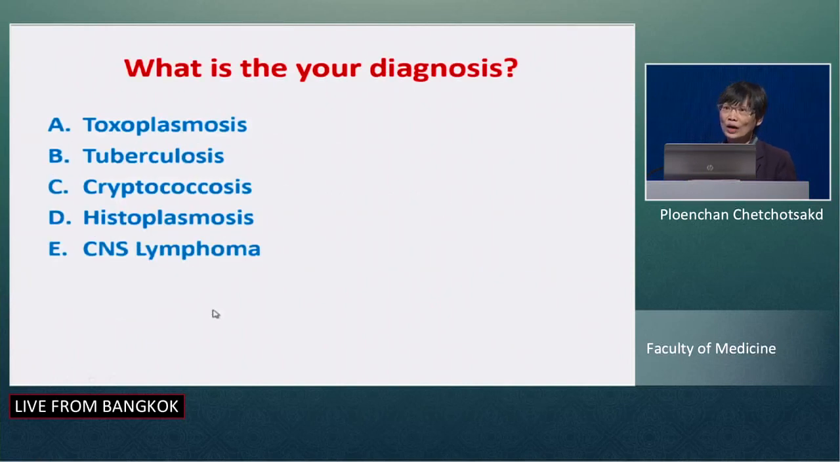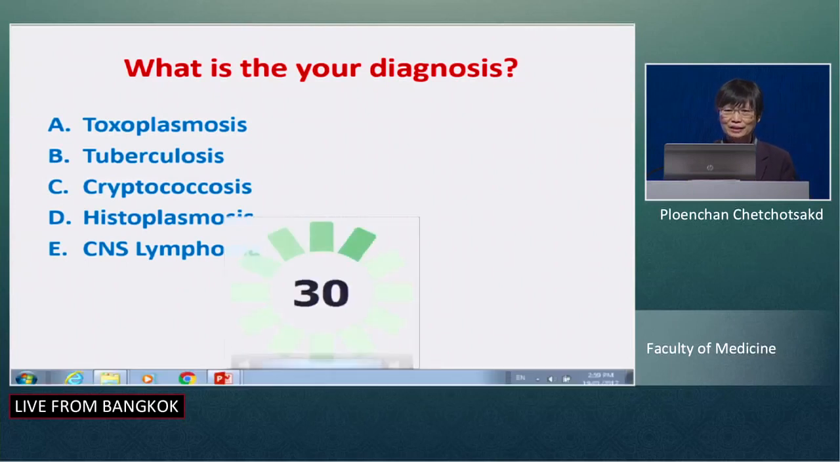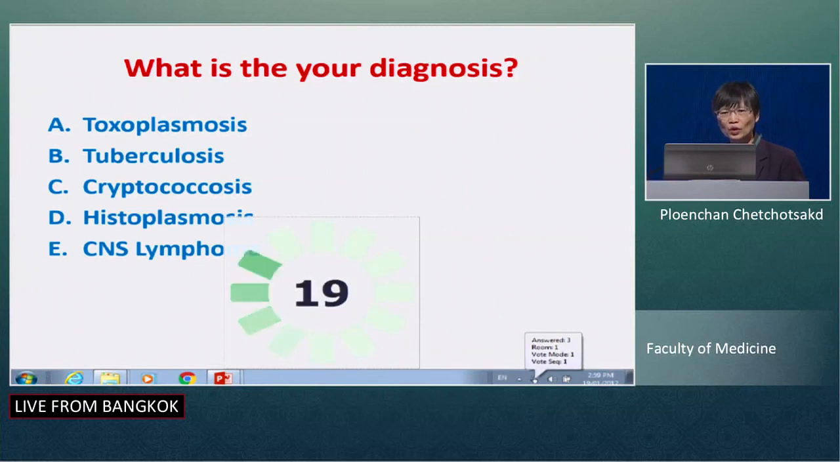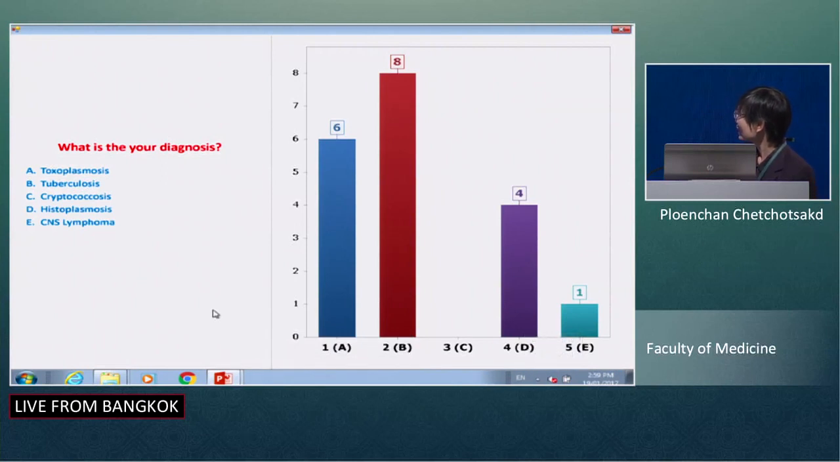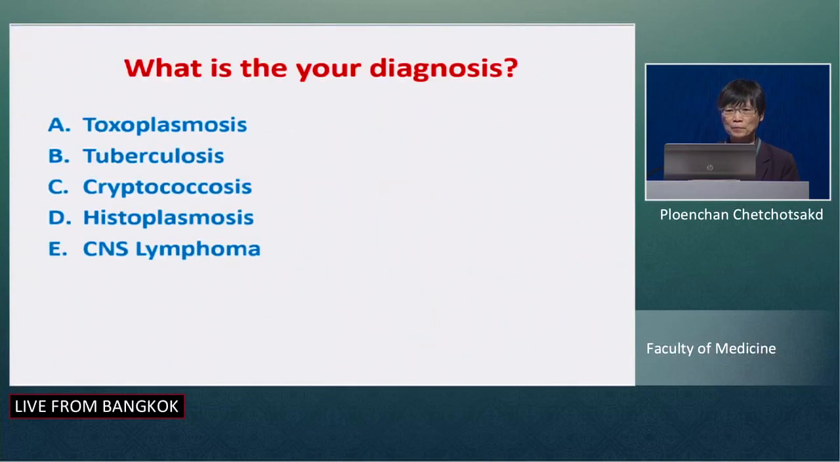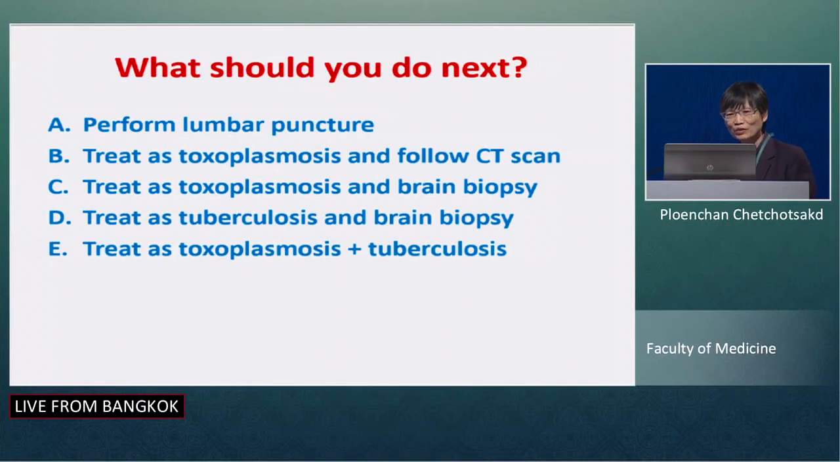So I would like you to vote: what is the most likely diagnosis in this patient? Is it toxoplasmosis, or tuberculosis because she had it before, or cryptococcosis, or histoplasmosis, or the last one, CNS lymphoma? A few of you voted. Okay, a lot of you said that she has tuberculosis and toxoplasmosis, and the next one is histoplasmosis. Okay, I'll show you later what the diagnosis is.